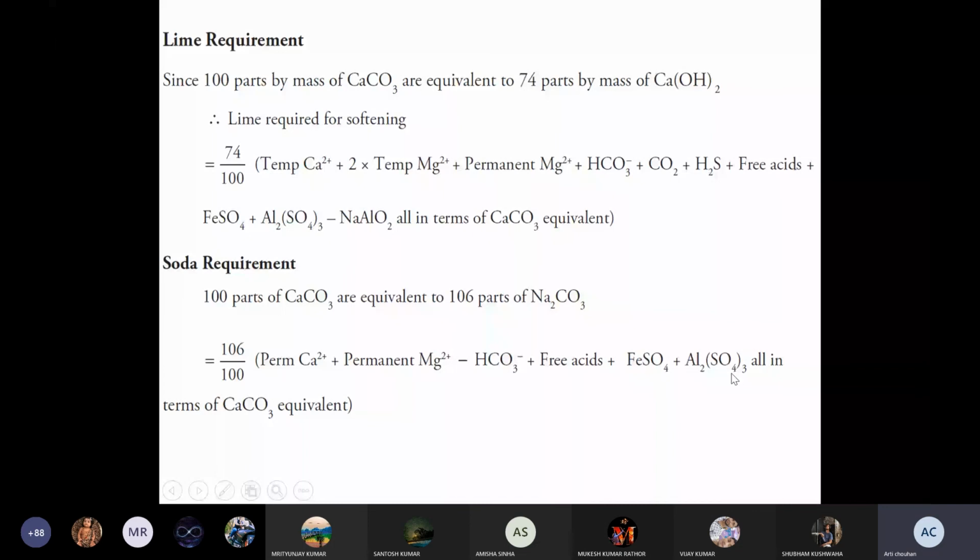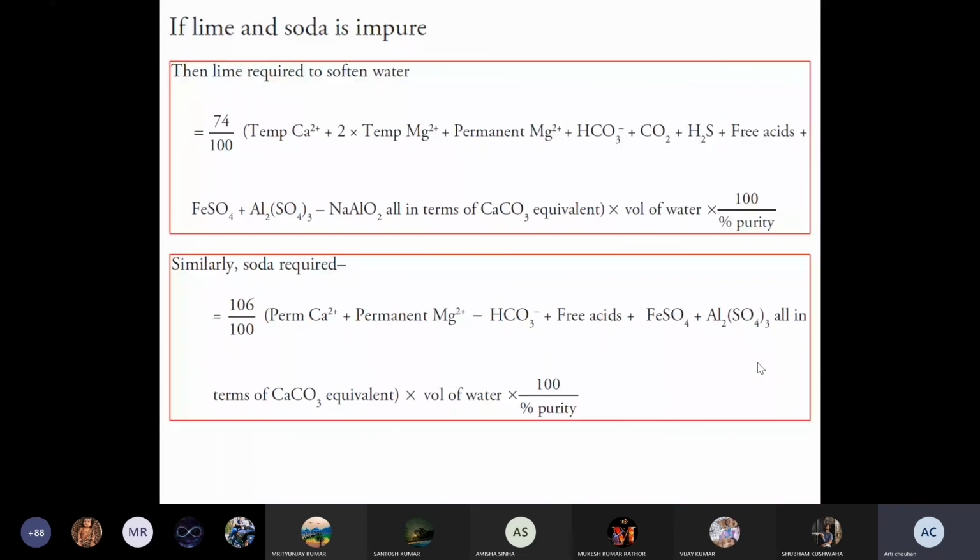So these derivations are for the lime and soda requirement if the lime and soda are 100% pure. If lime and soda are impure as given in the numerical, then you have to consider the purity factor. If lime and soda are impure and that is given in the statement of the numerical, then you have to consider that purity factor and multiply by 100 by the purity given. Like in the numerical, it is given that the lime is 80% pure and the soda is 90% pure, and you have to calculate the lime and soda requirement if these substances are present in the water sample.